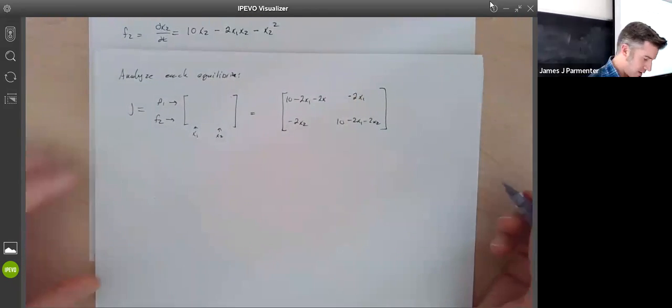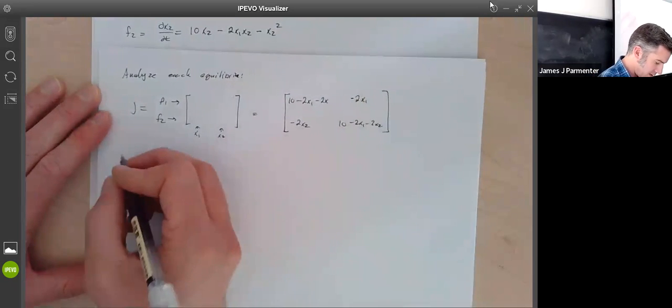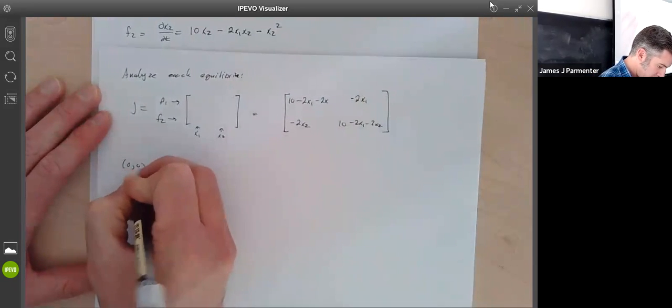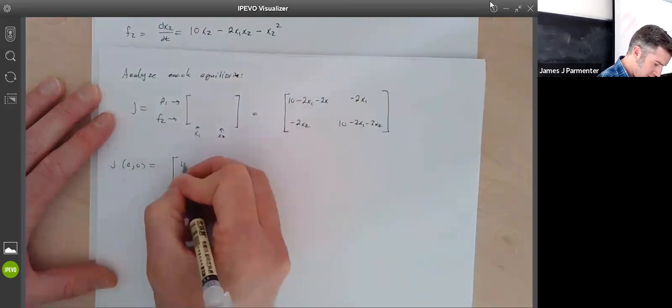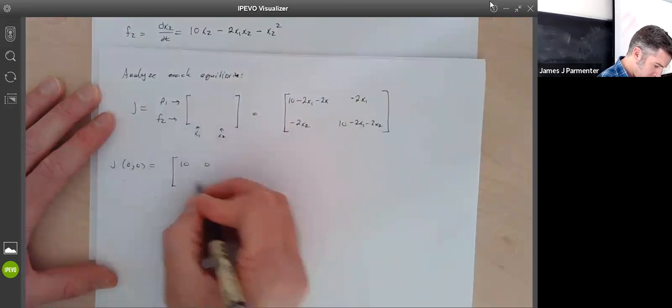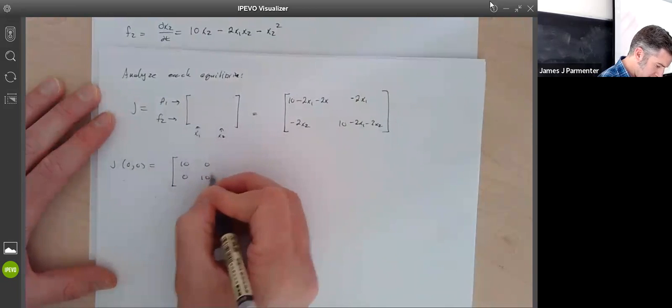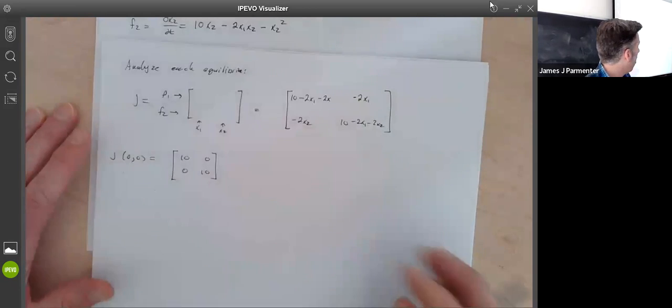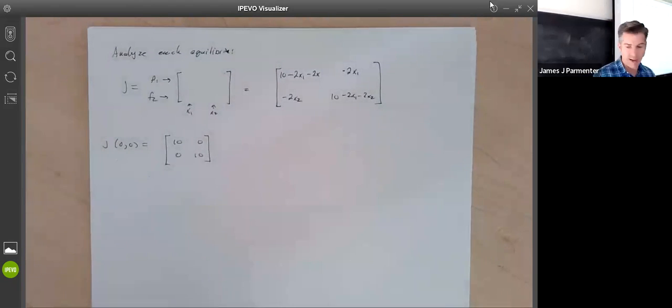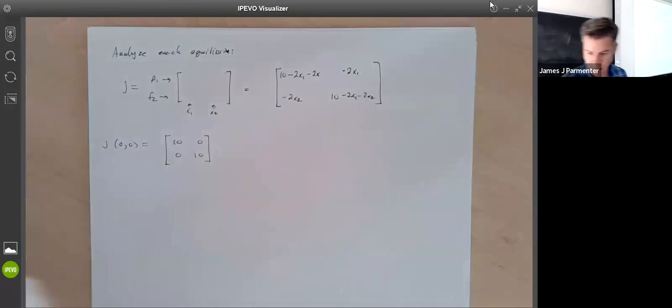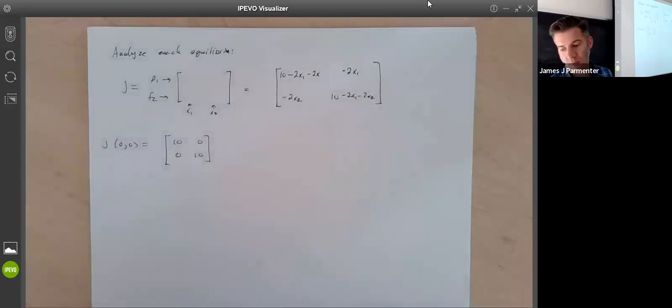So then we're going to plug in each of our equilibria. Let's start with 0, 0. So J of 0, 0 is going to be 10, 0, 0, 10. And all of you should be able to tell me without batting an eye, what are my eigenvalues here? Right. And so what kind of stability do we have? Unstable, is it a node or a spiral?